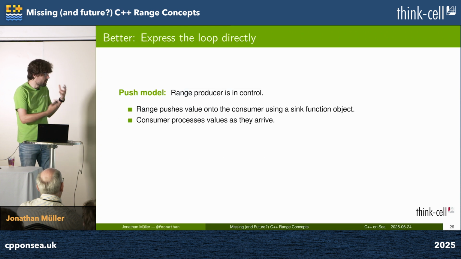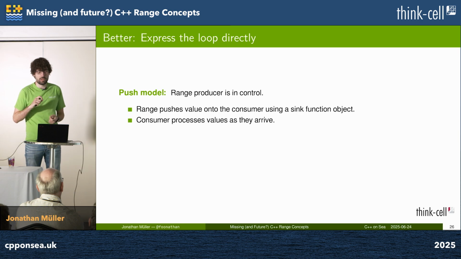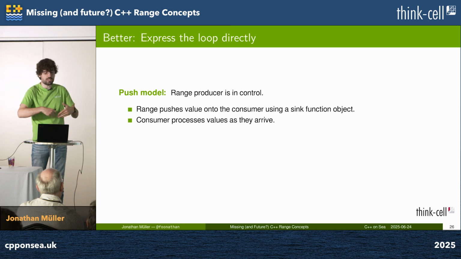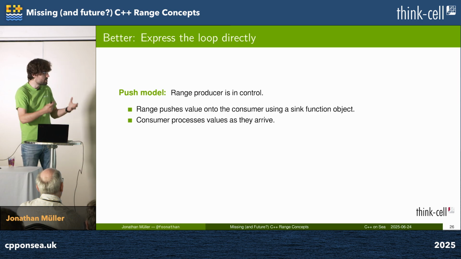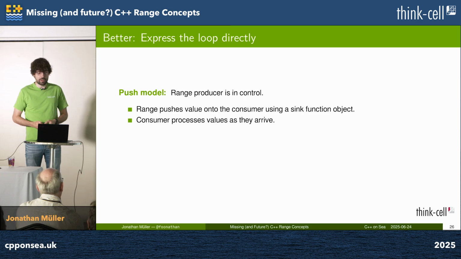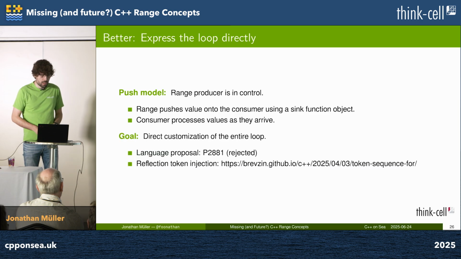So better for this particular case is a push model, because this one directly expresses the loop, right? Then the range producer is the one in control, because the range eagerly pushes values onto the consumer using a function object as a sink. And the consumer just gets the values and has to do something with them. This is what you do in for each, or in a range-based for loop. You just get values and you do something with them, but you're not really in control over when you get them or skipping elements and stuff like that.